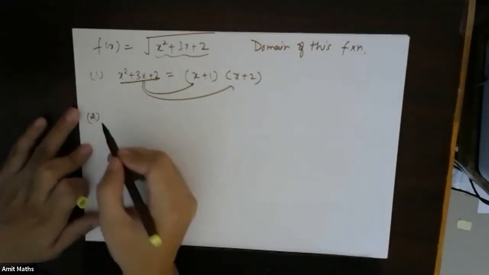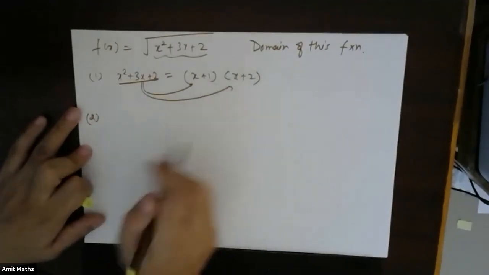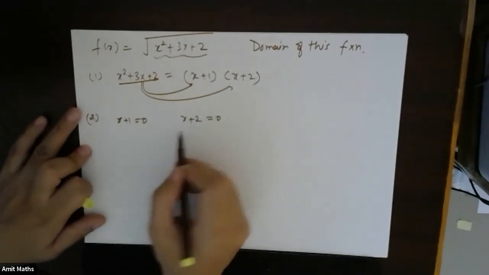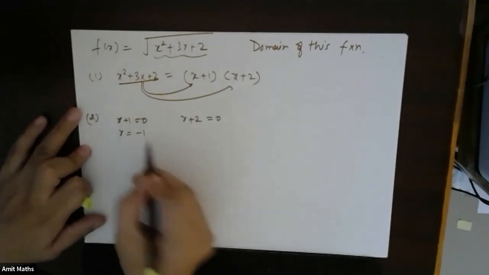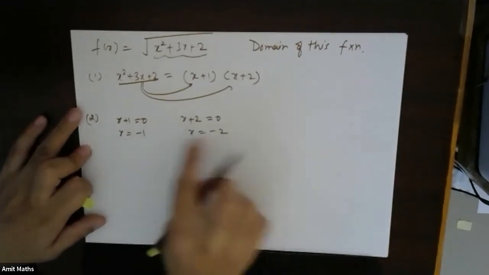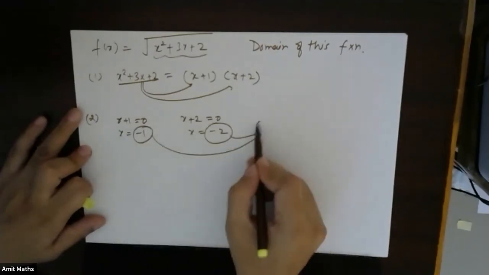Second, I'll find the critical points. How do I find the critical points? I will substitute the factors equal to 0. So x plus 1 equal to 0 and x plus 2 equal to 0. From this, I will have x equals -1, and from this, x equals -2, right? -1 and -2 are the two critical points.